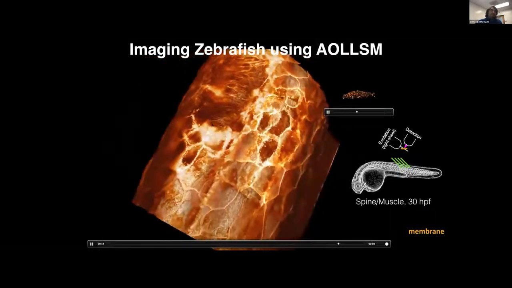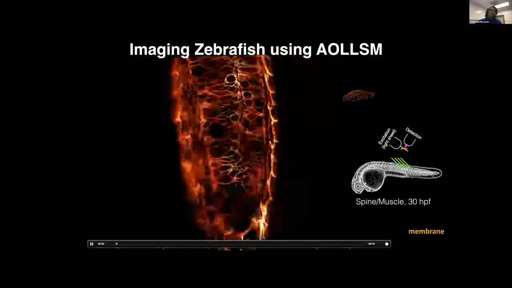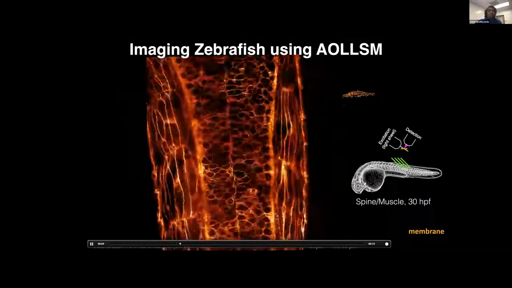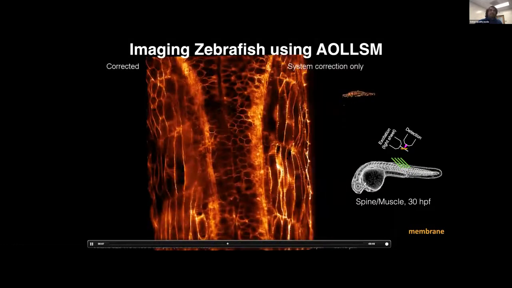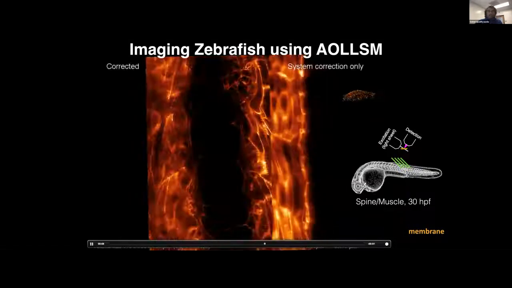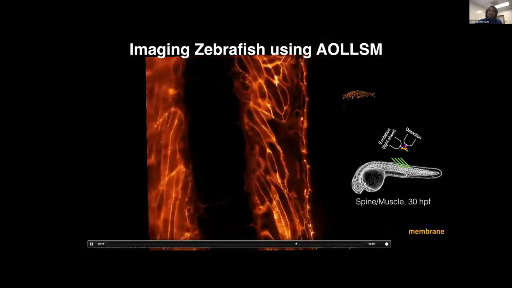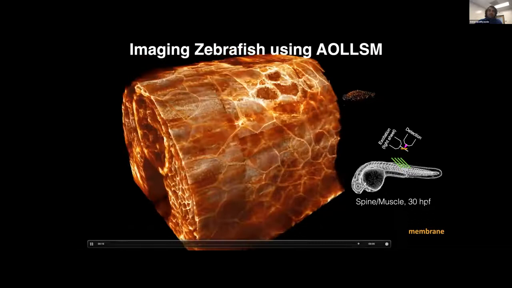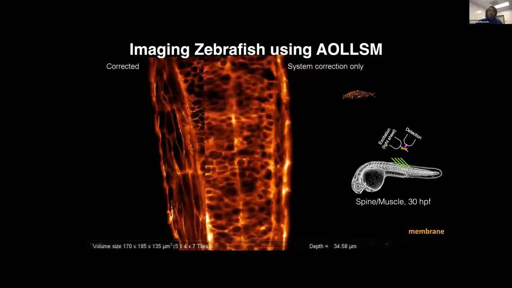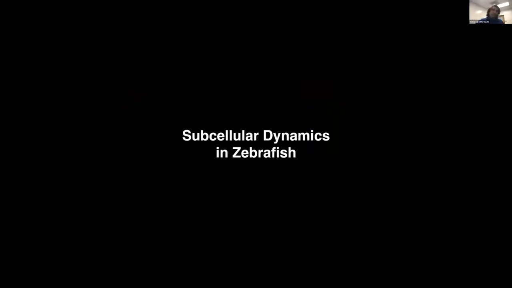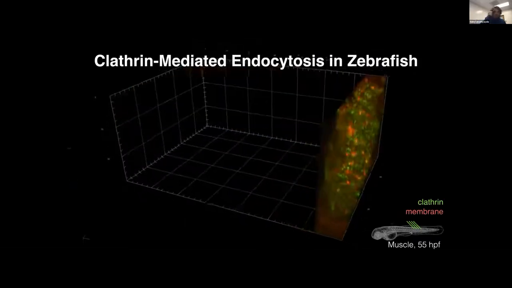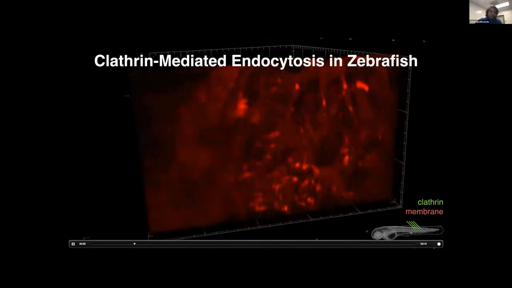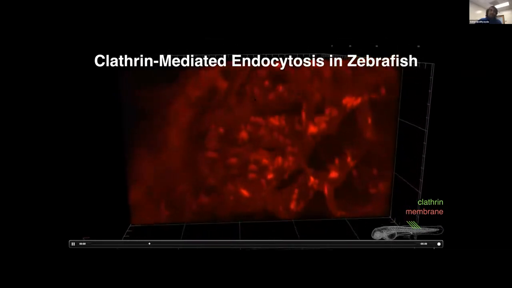And this is a multi-tiled volume that's been corrected with and without adaptive optics. And you can basically see the night and day difference it makes with adaptive optics versus without adaptive optics. For the next few examples, I'm going to show you on the bottom right just a schematic of the fish, just to give you a sense for how old the fish is and where we're imaging. So in these few examples, we kind of continue the theme of imaging through the different tissues, but here imaging endocytosis in these different tissues.